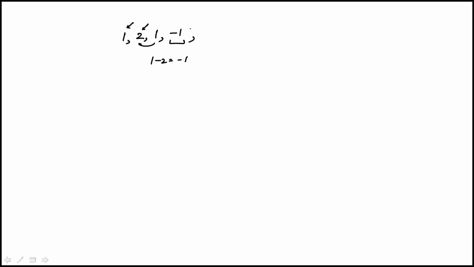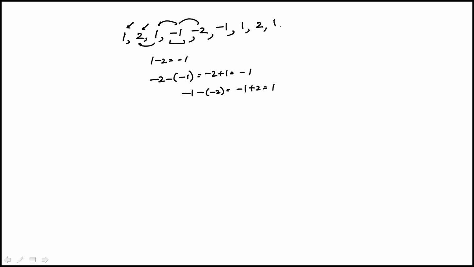And then the next one would be minus 1 minus 1, which is minus 2. Then minus 2 minus minus 1, which becomes minus 2 plus 1, which is minus 1. And then we keep doing it until we see some kind of pattern. So minus 1 minus 2 will become 1. And then 1 minus minus 1 is 2. 2 minus 1 is 1. So we start to see a pattern, that it's this chunk that keeps repeating.